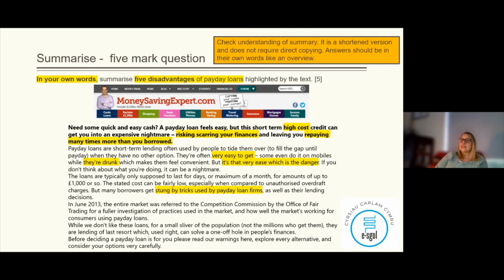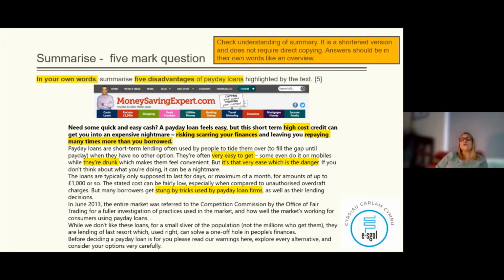So it's saying that the ease of getting these loans is dangerous. And then you can also be stung by tricks used by payday loan firms. So you might be told certain things about these loans that are incorrect, but it's just to get you to sign up to these loans.